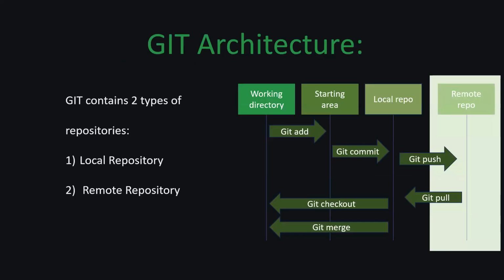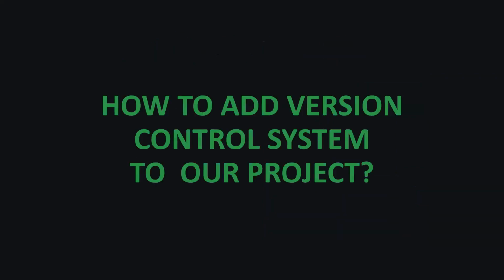Git architecture diagram: working directory, staging area, local repo, remote repo, git add, git commit, git push, git pull, git checkout, git merge. Git consists of two types of repositories: local repository and remote repository.